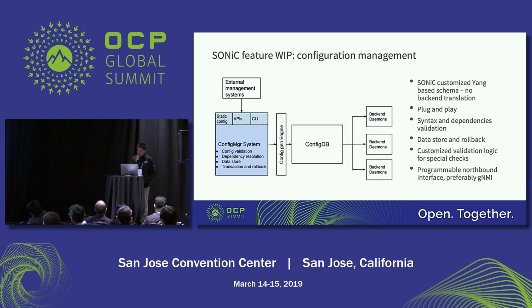In terms of the northbound interface, we think gNMI is probably the way to go. As you can see from the previous presentation, we already have gNMI servers running on the switch. I think we can just reuse that interface for the configuration as well.